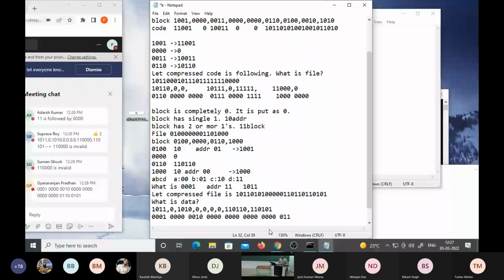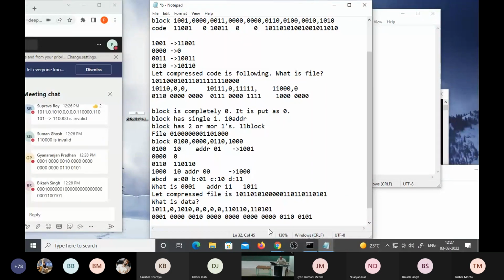And is this all right to you? Fine. This is one method of data compression. Okay. Now, any doubt related with this? That is correct.